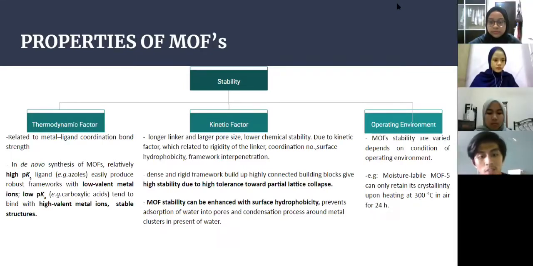MOF stability can also be enhanced with surface hydrophobicity, which prevents the absorption of water into pores and the condensation process around the metal cluster in the presence of water.